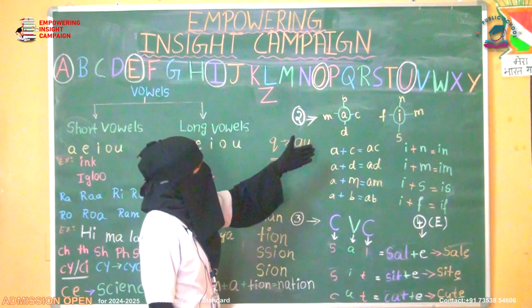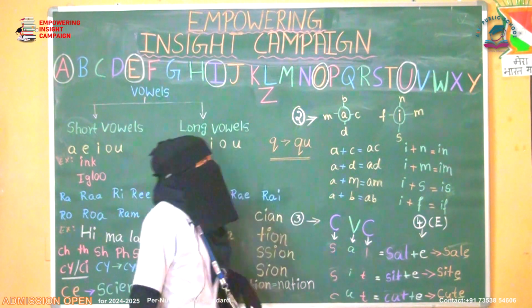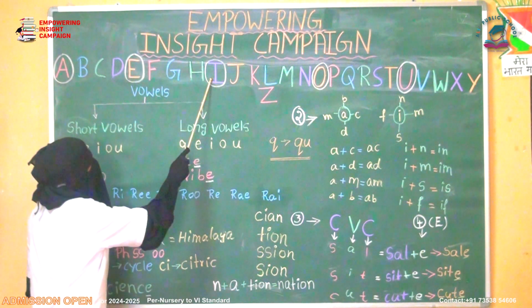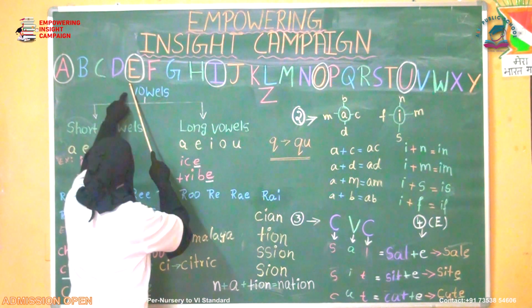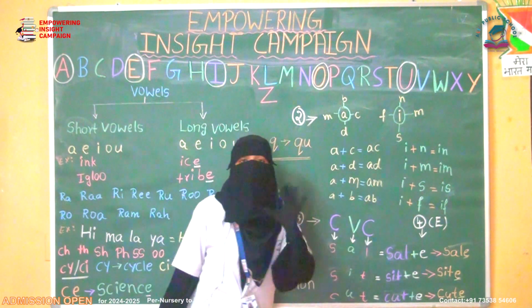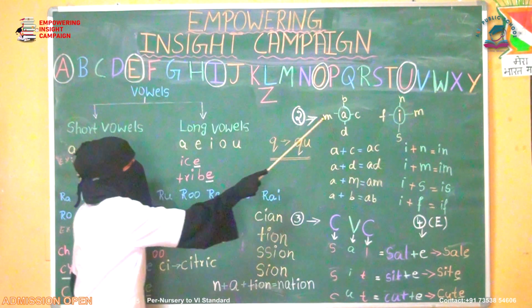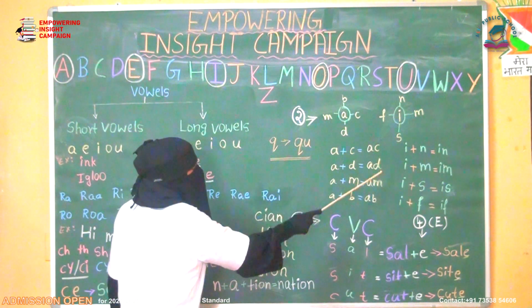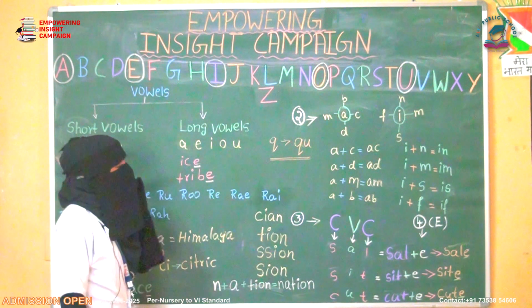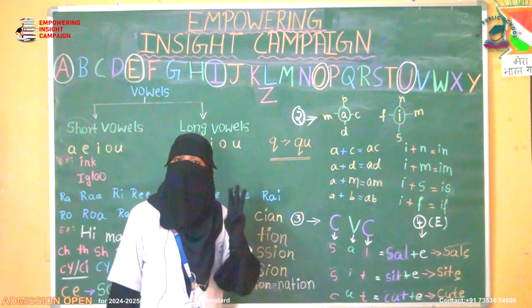You can do the remaining vowels, A, E, I, O, U. The remaining vowels you can also blend the same way. You can get 2-letter words if you blend so. Next we are going to create 3-letter words.